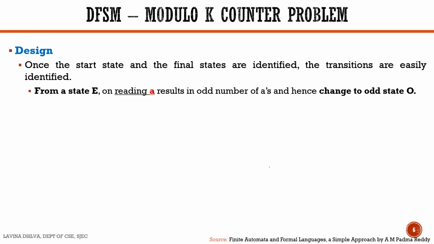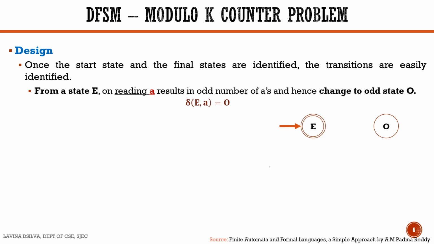Now in the start state, if we read an input A, we know that we are reading the first input A, so it will result in an odd number of A's. Therefore, from the start state E, we go to the odd state O. We go to another state, which is the second state in the DFSM, that is state O. And the transition is like this: delta on state E, if we read our first A, then we go to an odd state.